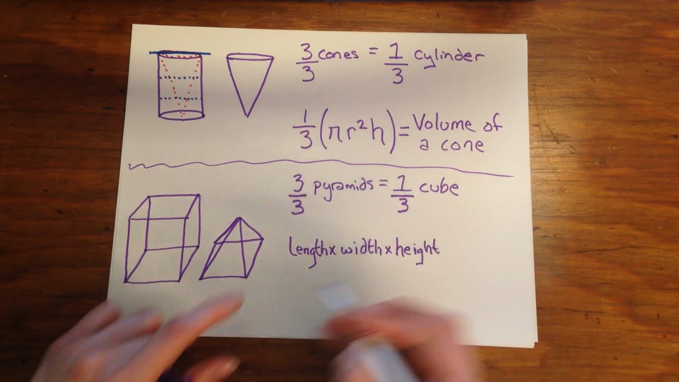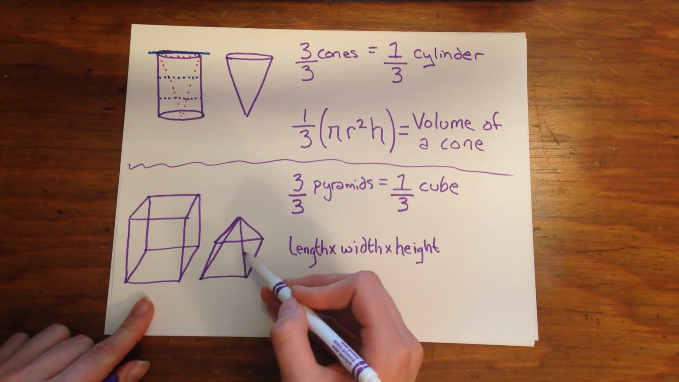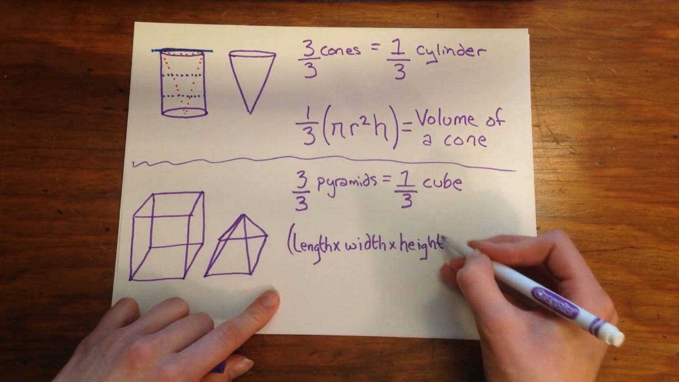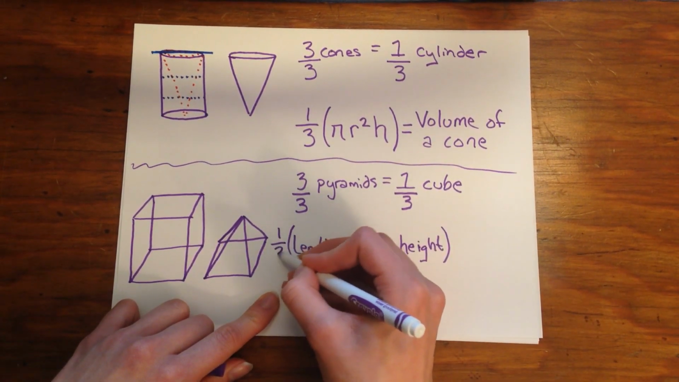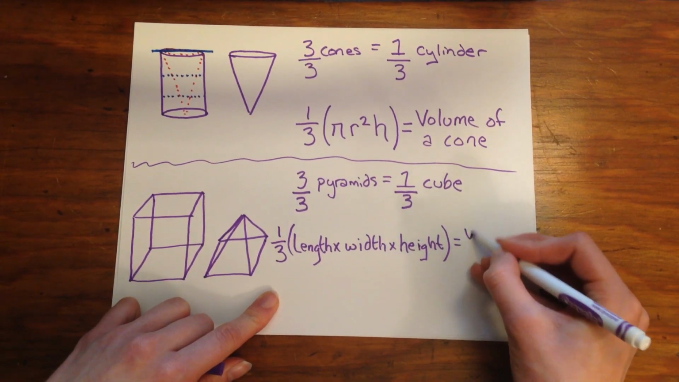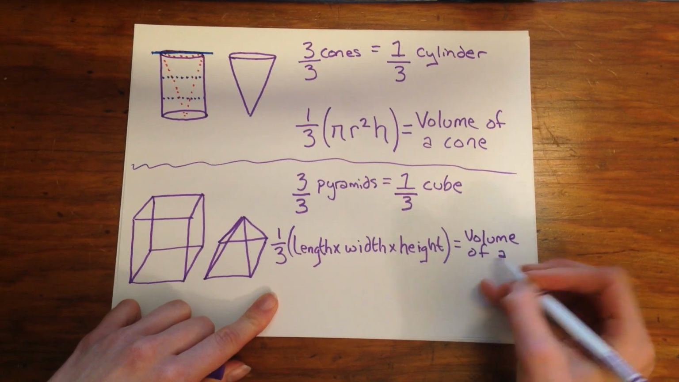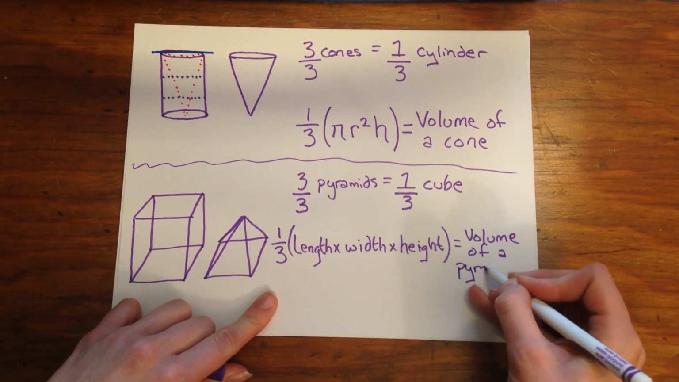But we're not looking for the volume of this square, we're looking for the volume of this pyramid. And since this pyramid is 1/3 of this square, we multiply it by 1/3. That will give you our volume of a pyramid.